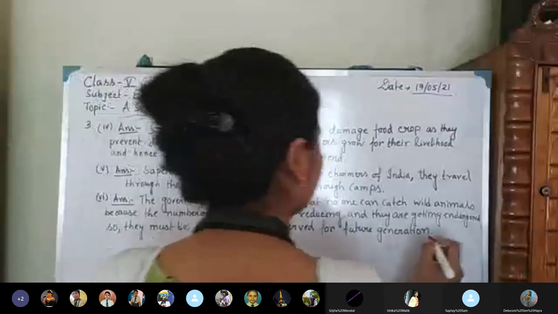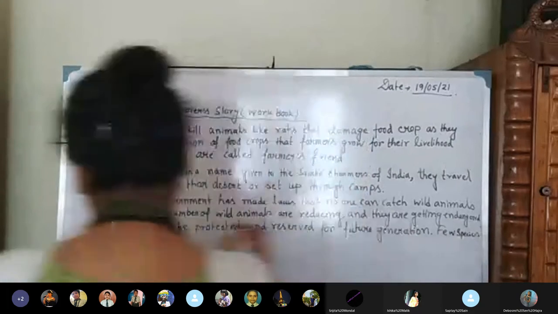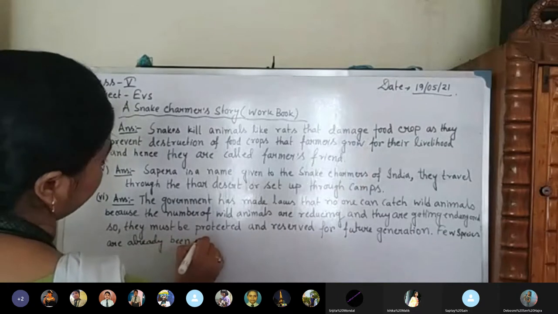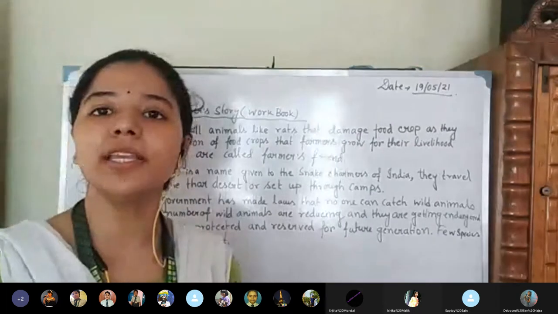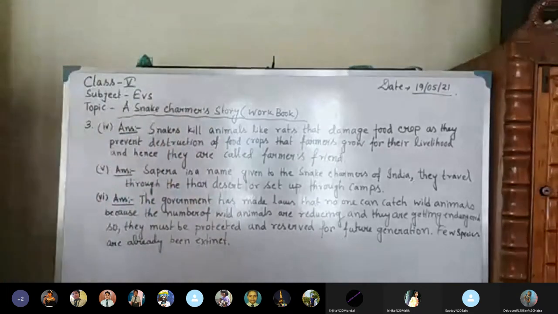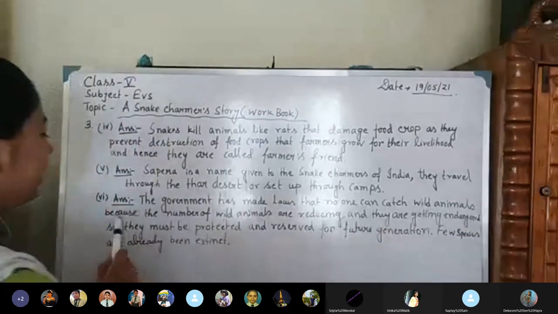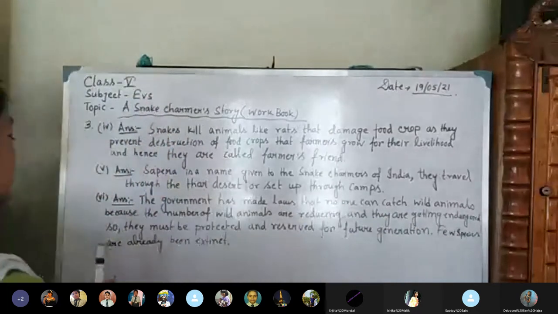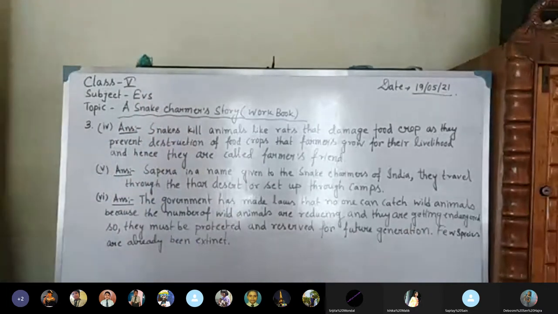Along with this answer, you can also write, few species are already extinct. Ma'am, please, spelling of species. S-P-E-C-I-E-S, okay? Now again, I'm repeating the answer. The government has made laws that no one can catch wild animals because the number of wild animals is reducing, or you can say decreasing, and they are getting endangered. So they must be protected and reserved for future generations, and few species are already extinct. Okay? Note down this answer, all of you.